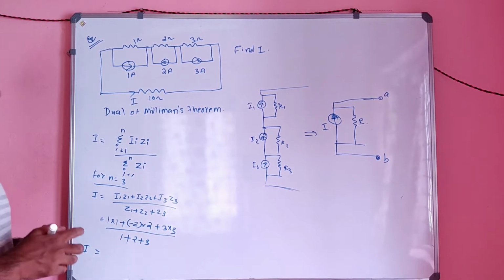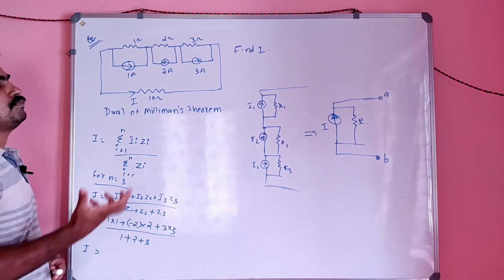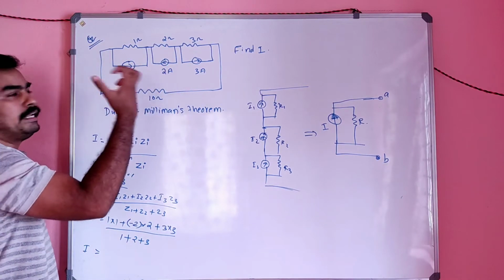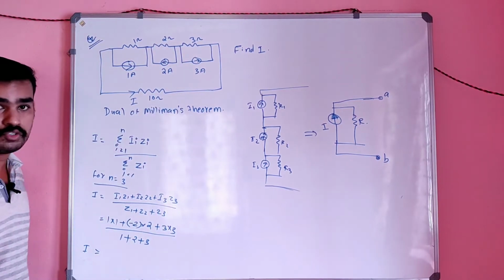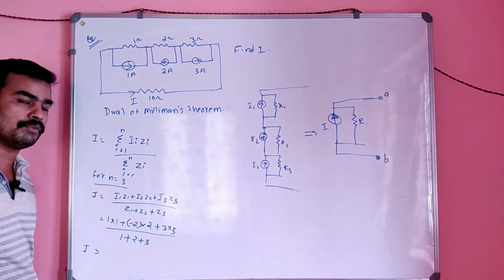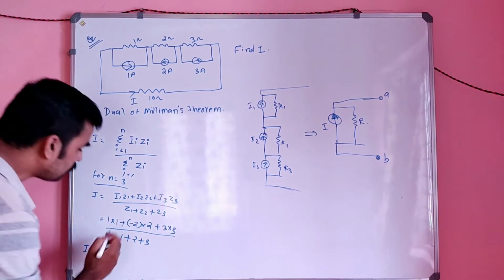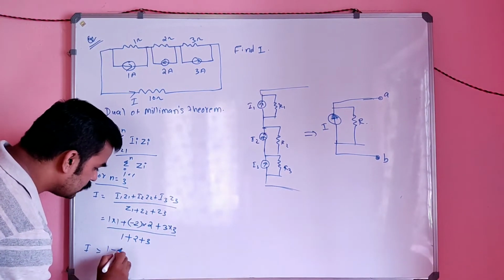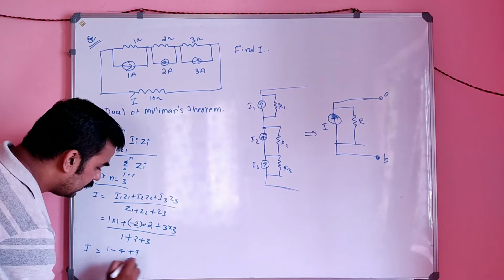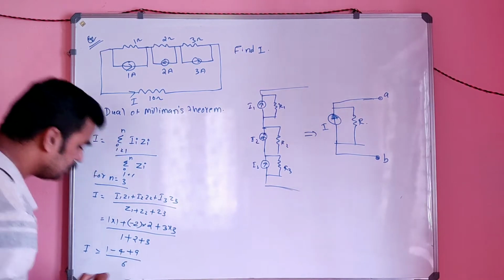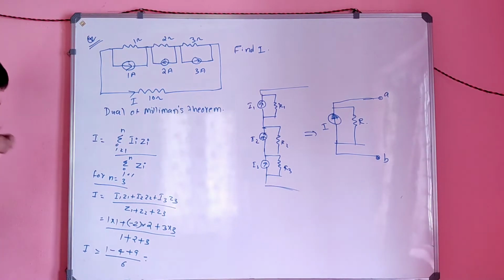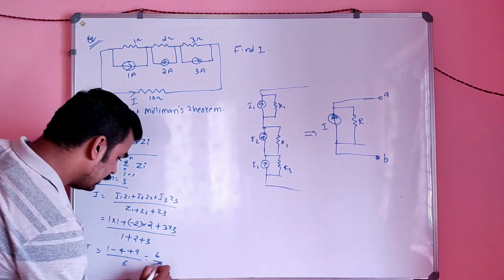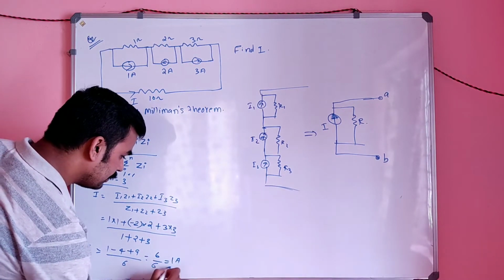In many cases there is a chance of a fault, so we can take the faulty current as simply I equal to 2 ampere plus 2 ampere. So you have to take care of that. Okay, so this will be 1 minus 4 plus 9, whole divided by 6. Or in other words, 10 minus 4 is nothing but 6, divided by 6. So I know it is 1 ampere.